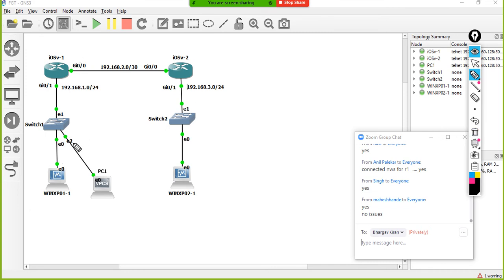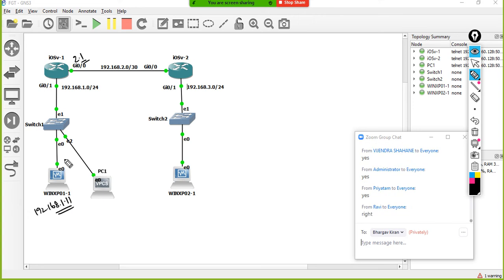You understand, guys? Now you are saying that everybody from 192.168.1.11 is able to talk to 2.1. Right or wrong, guys? Your router knows about network one, so that's why it's going to reply back. Now let's go and check it practically. Let's go and see.